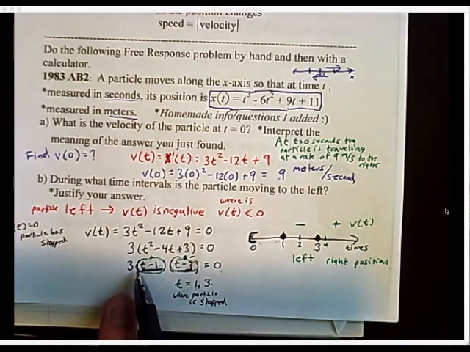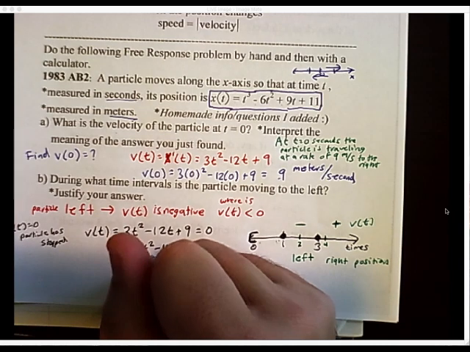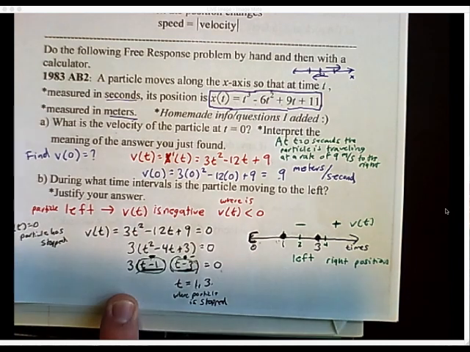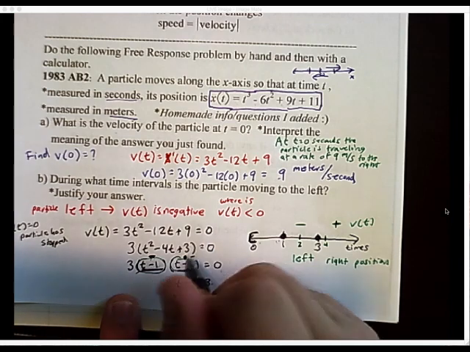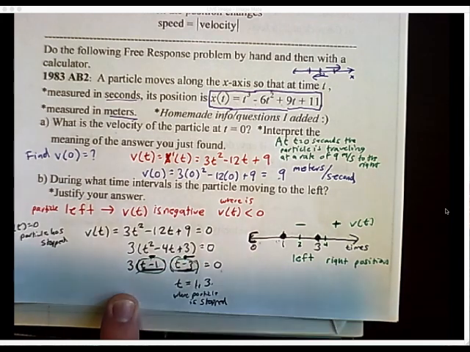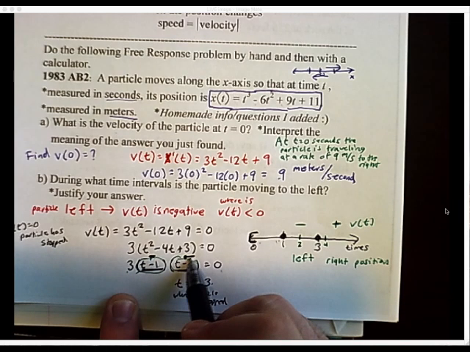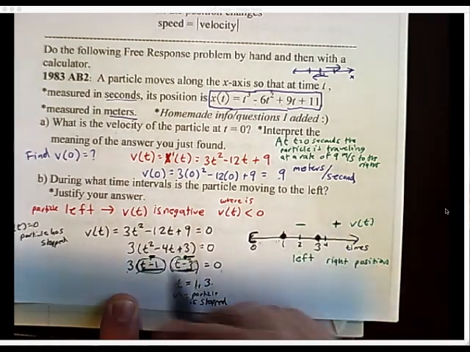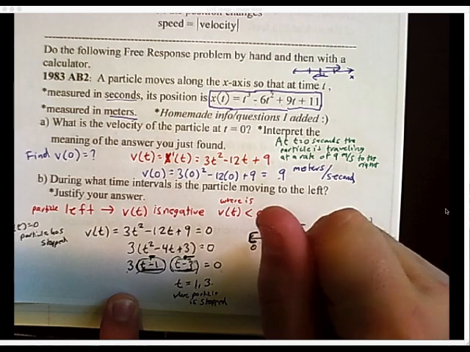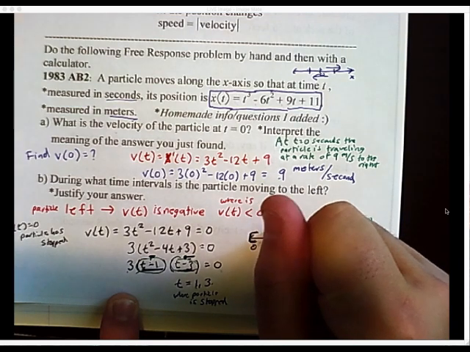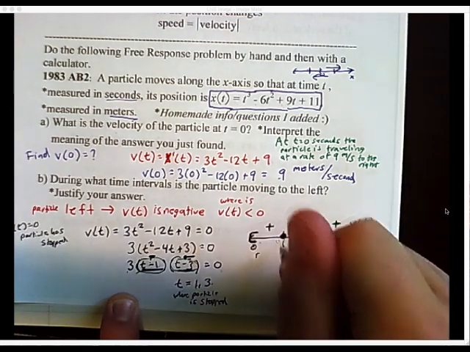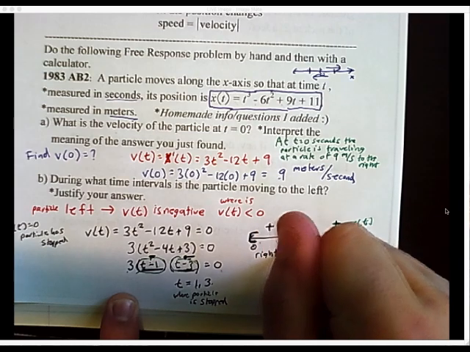If I put 0 in here, 0 minus 1, that would be a negative number. 0 minus 3, that would be another negative number. 3 times a negative times a negative. 2 negatives together make a positive, times a 3, which is positive, is another positive. So that means between 0 and 1 seconds, the particle is moving to the right.